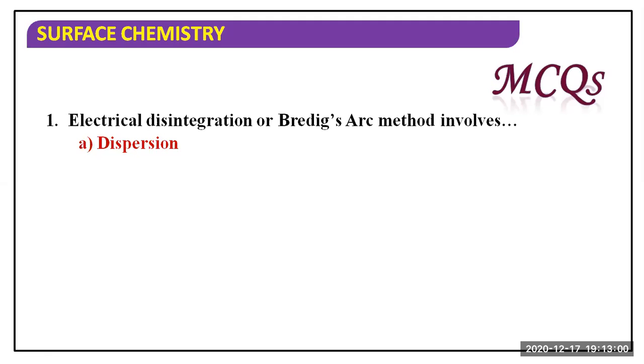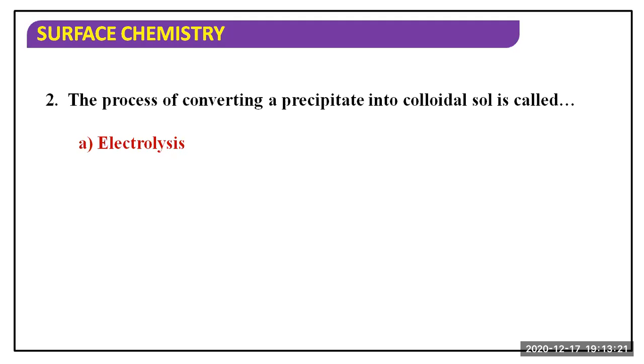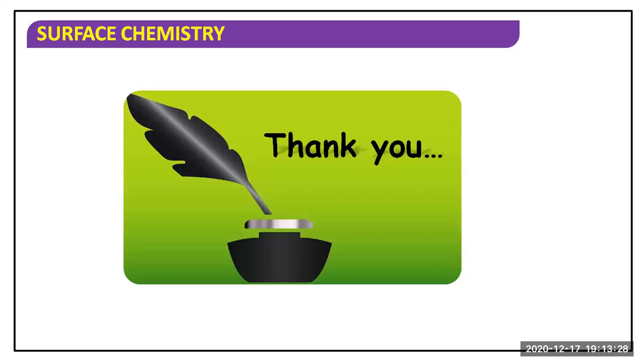So electrical disintegration or Bredig's arc method involves dispersion, condensation, none of these? Okay, so dispersion and condensation, both. The process of converting precipitate into colloidal sol is called peptization. And thank you. Okay.